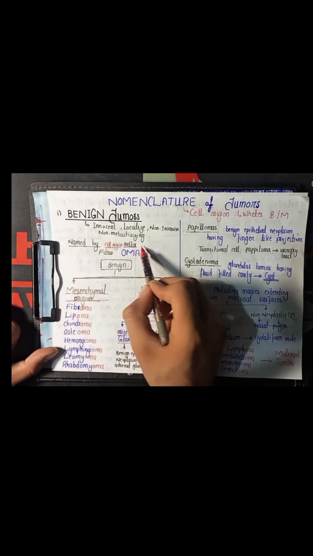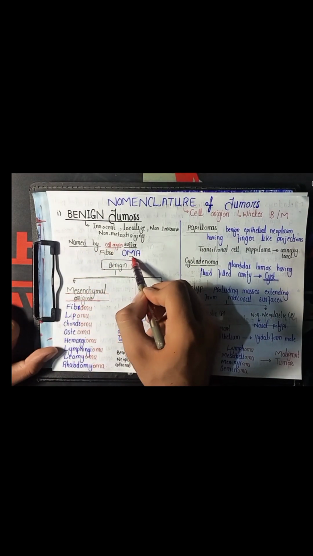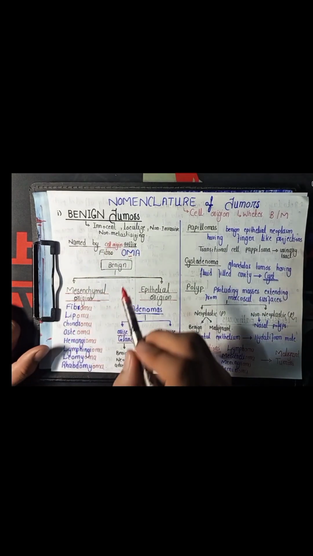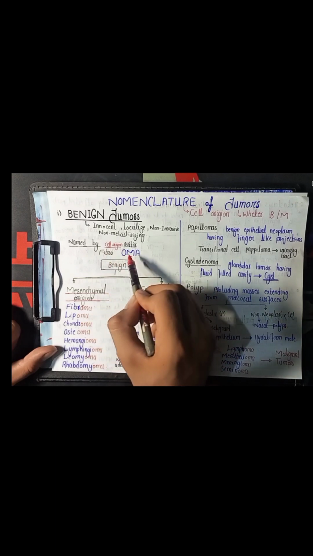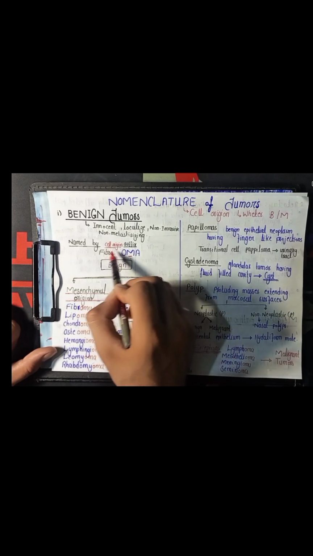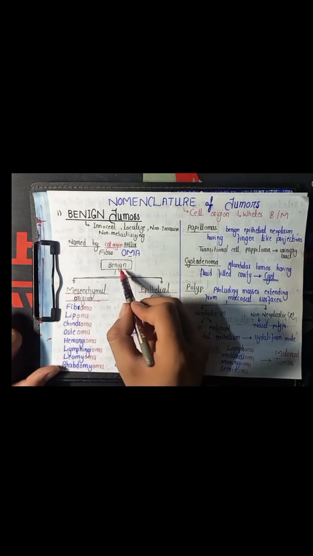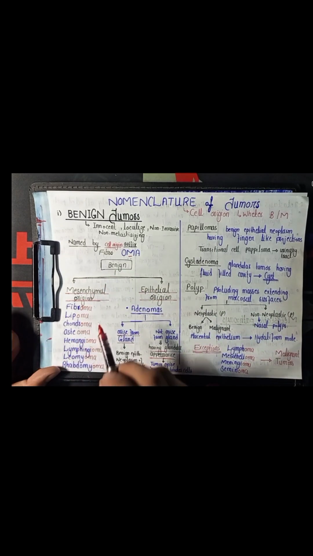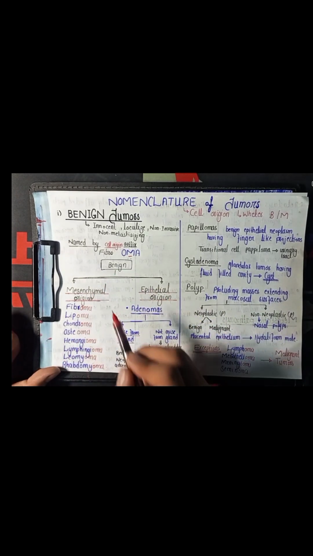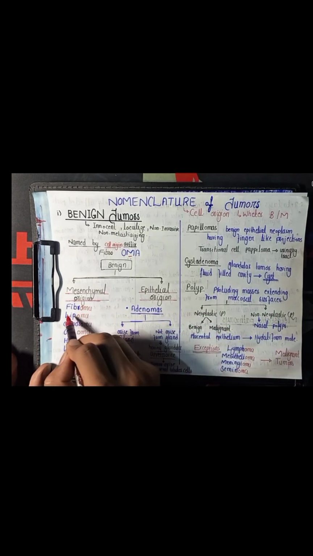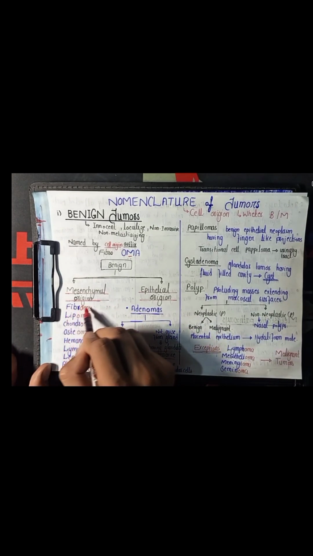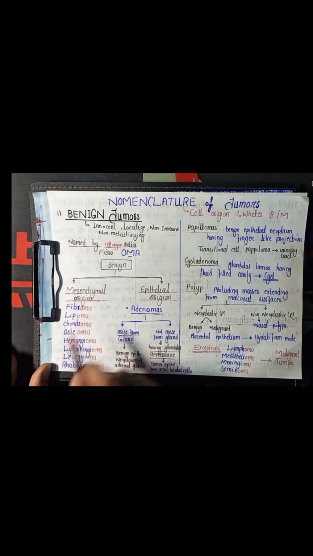Benign tumors are named by adding the suffix "oma" at the end of the cellular origin. For example, a tumor that arises from fibrous tissue is known as fibroma. The benign tumor may be mesenchymal or epithelial in origin. Mesenchyme means derivatives of the connective tissue, like fibroma, which is the benign tumor arising from fibrous tissue. Lipoma, chondroma arises from cartilage. Osteoma arises from bony tissue.